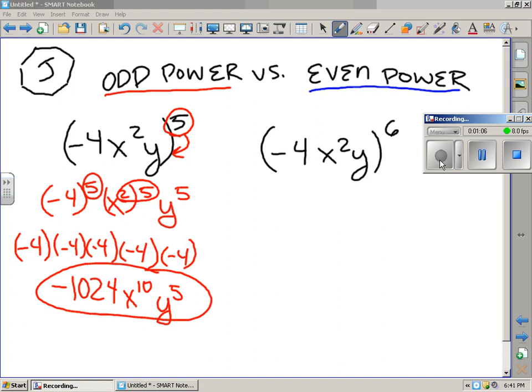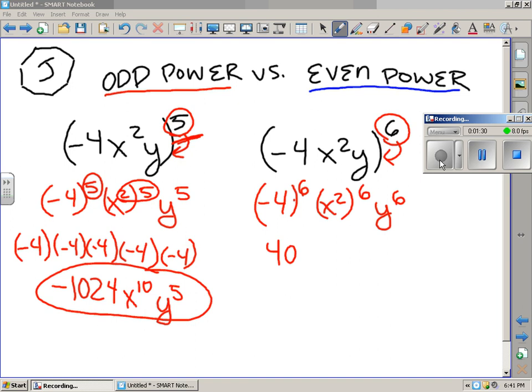Over here on the right, we have -4 is also going to get a power like it did over here. X squared is going to get a power, and the y is also going to get the power of 6, because the 6 goes to the entire set of parentheses. In this case, when we take -4 to the 6th power, it's going to be a positive number, because when you have an even exponent, the result is going to be positive even if you start out with a negative number.